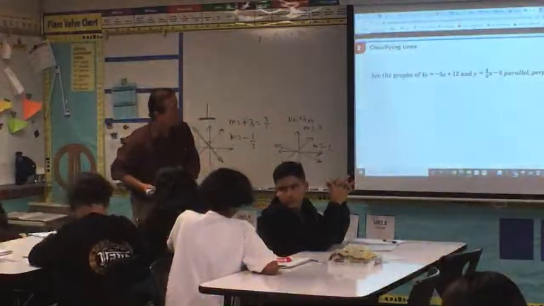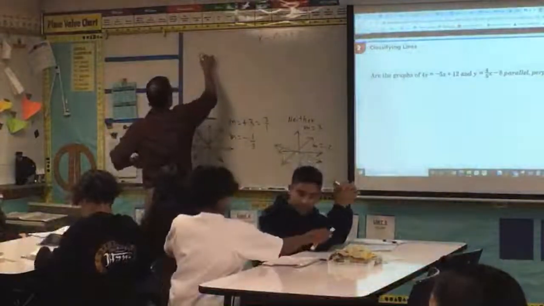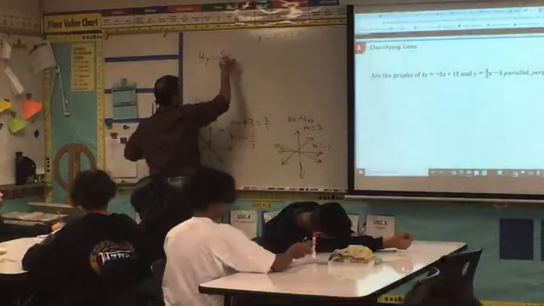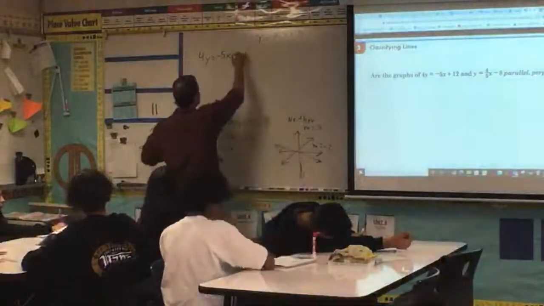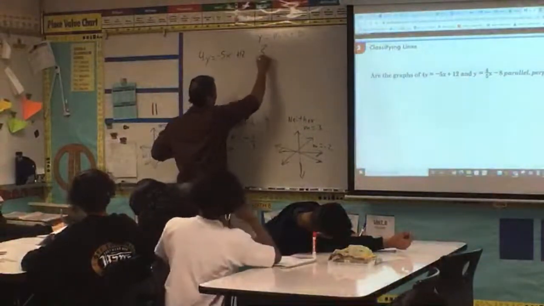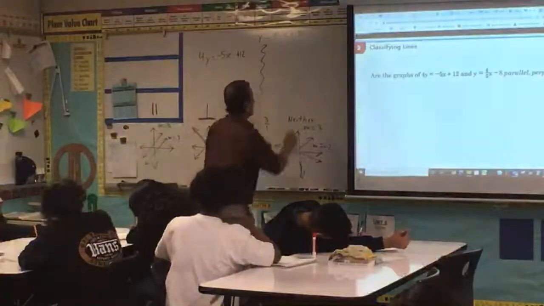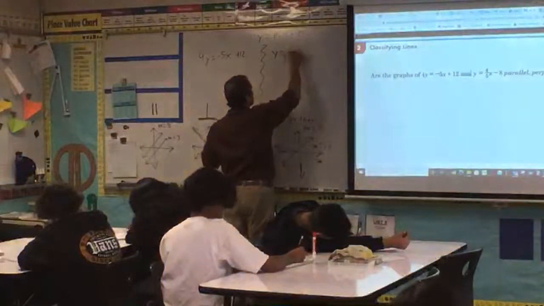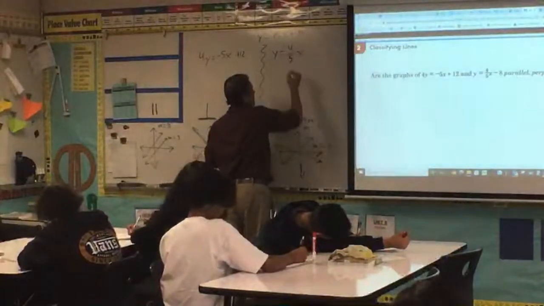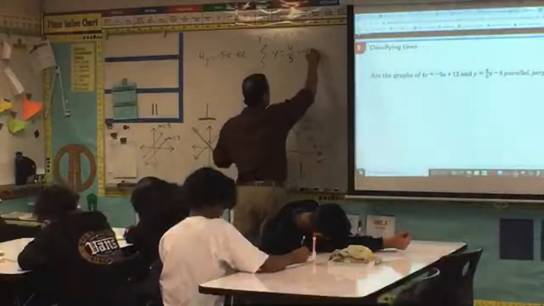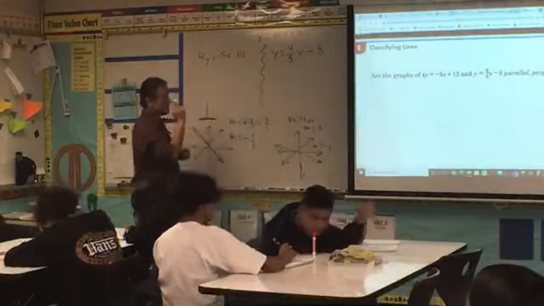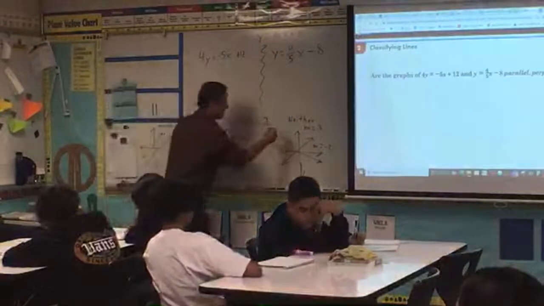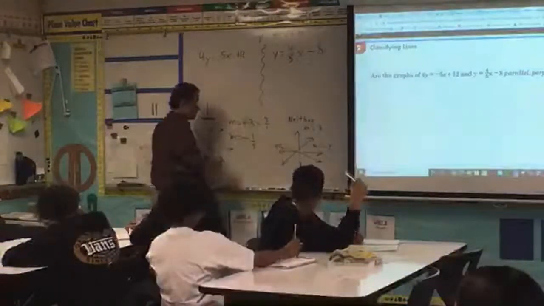So here we go, people. We're writing these two down: 4y = -5x + 12 and y = 4/5 x - 8. We have to determine whether they are parallel, perpendicular, or neither. These are our three choices.